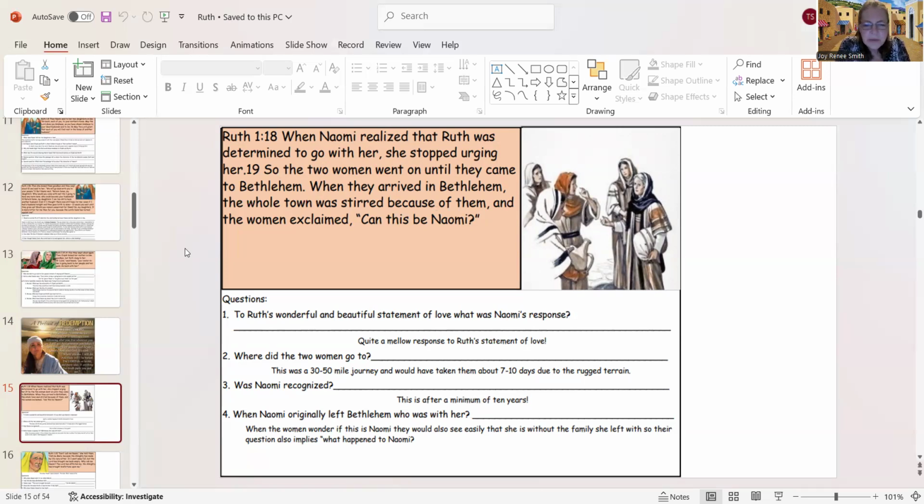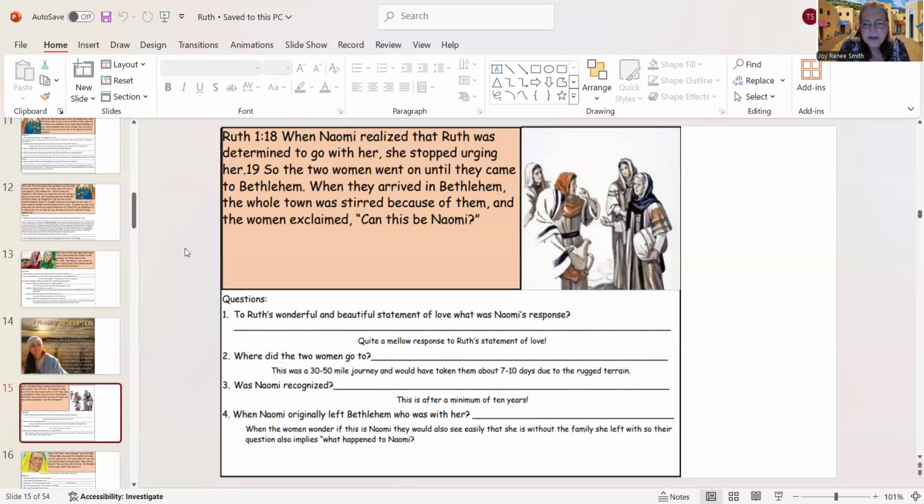To Ruth's wonderful and beautiful statement of love, what was Naomi's response? She stopped urging her. Quite a mellow response to Ruth's statement of love. She just stopped urging her. Where did the two women go to? They went to Bethlehem. This was a 30 to 50-mile journey and would have taken them about 7 to 10 days due to rugged terrain.